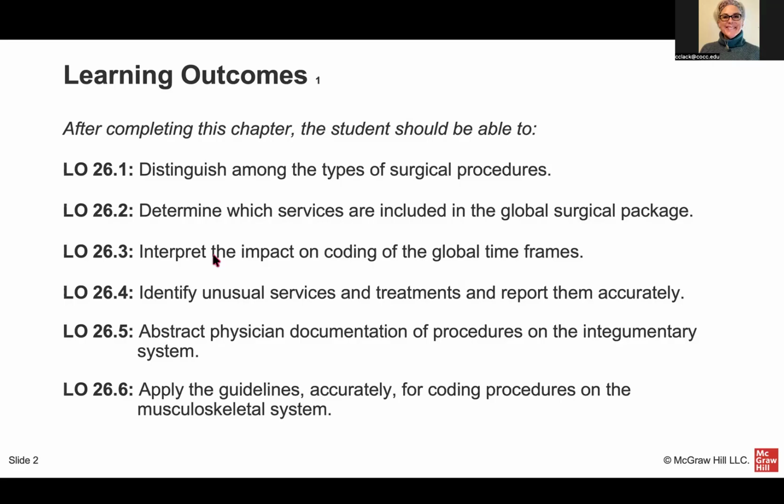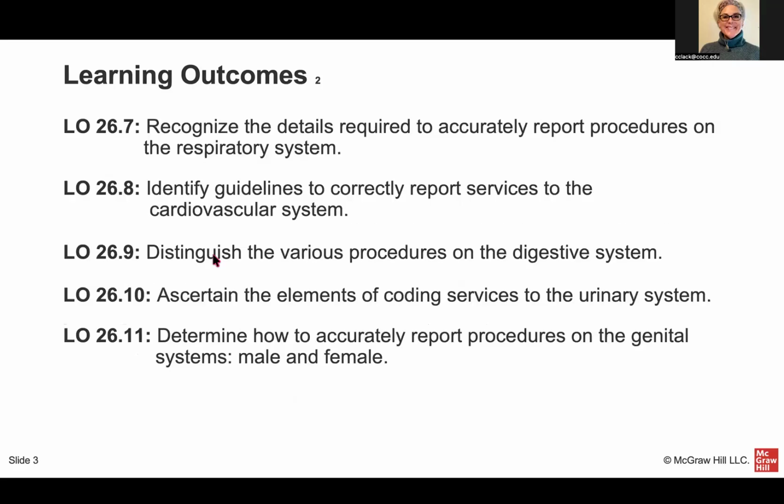Learning outcomes 26.1 to 26.3 are foundational. They set up how surgery is classified and how the global surgical package works. Those concepts underpin everything else in this chapter. Learning outcome 26.4 covers the unusual services, which is a big one for compliance and modifier use. Then there's 26.5 and 26.6, which take us into the integumentary and musculoskeletal systems, two body systems with some very nuanced coding rules. We'll spend a good amount of time on each one of these.